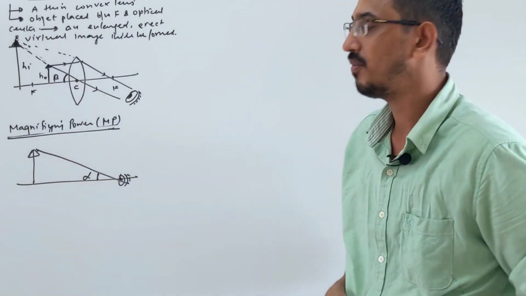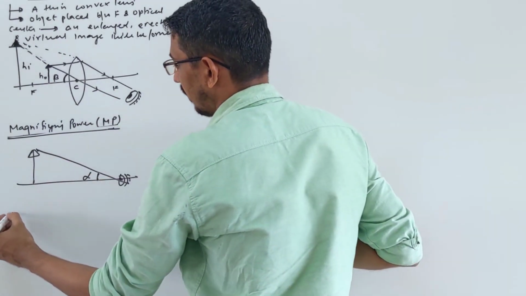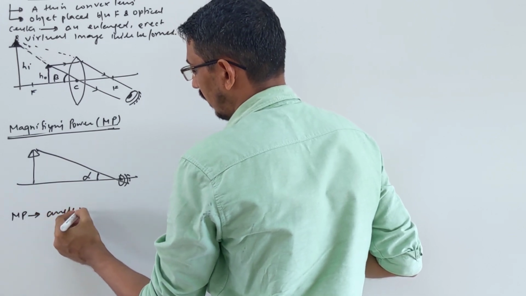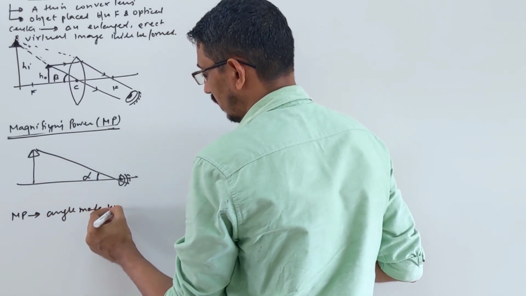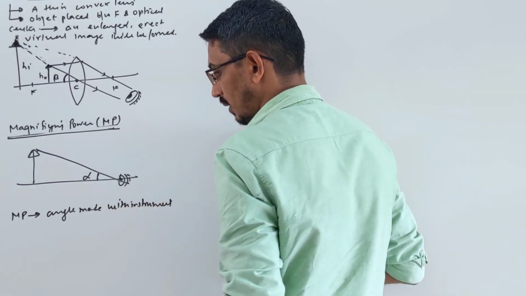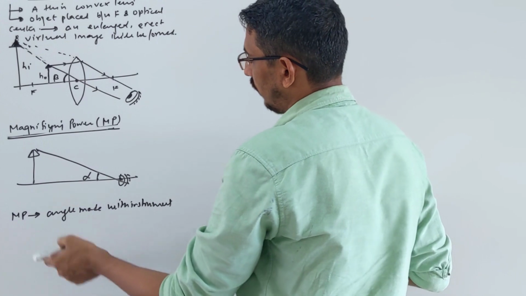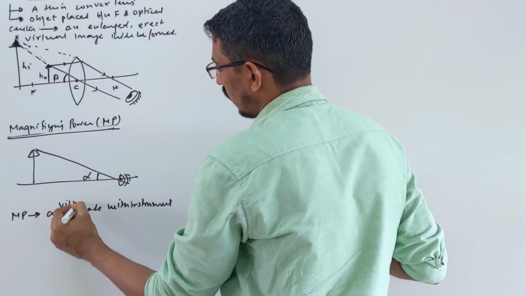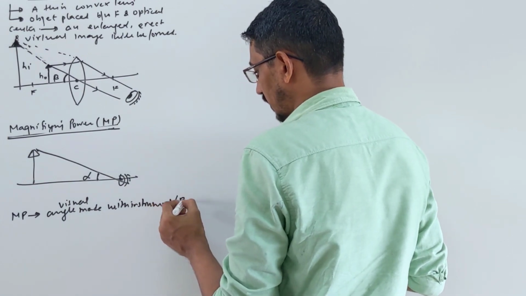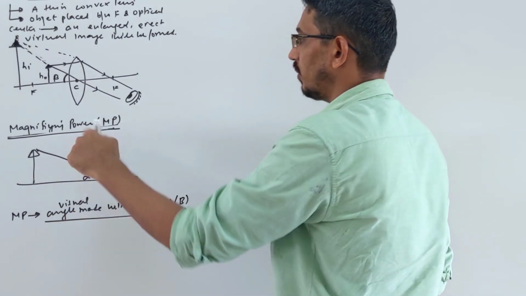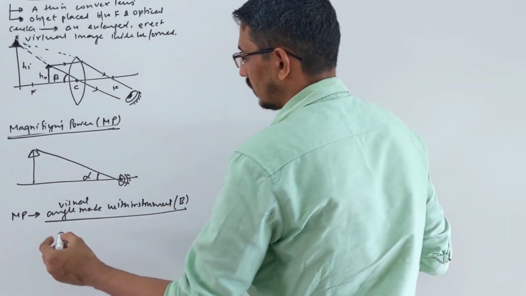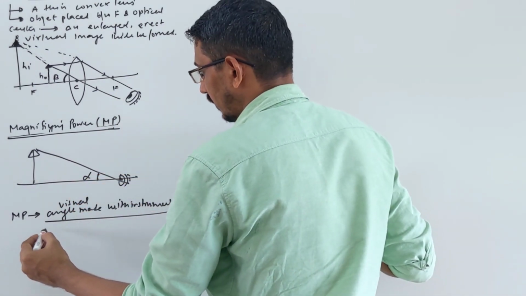So how do they technically define magnifying power? What is MP actually? Listen here: the angle made with the instrument, this is called the visual angle. You can write the words here, visual angle made with the instrument, that we call beta. And without the instrument, with the naked or unaided eye, what is the angle made there? You can write it in here.